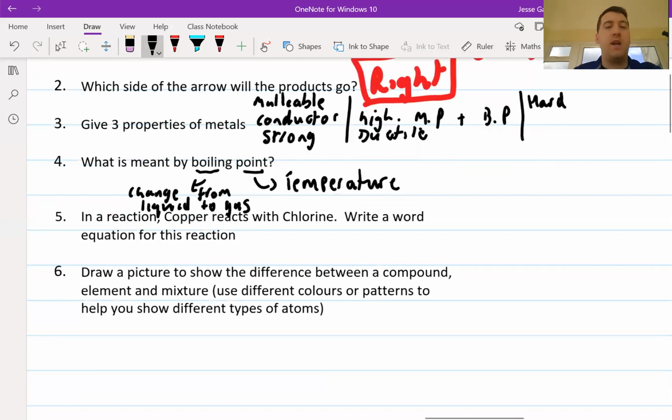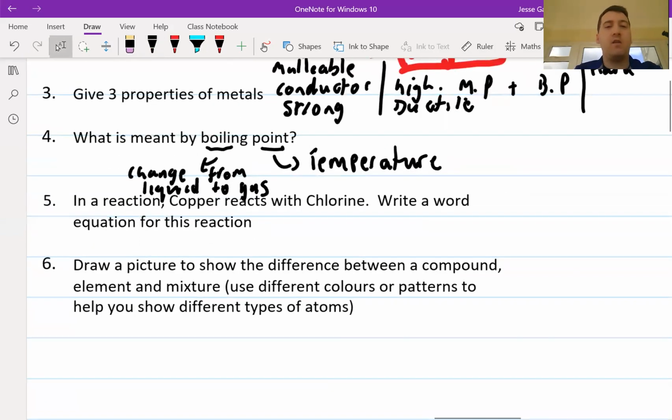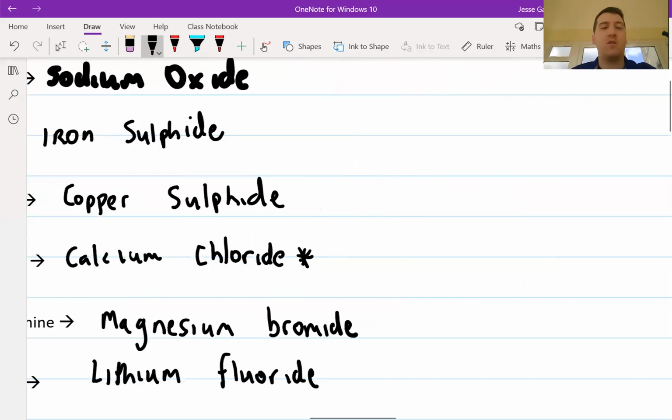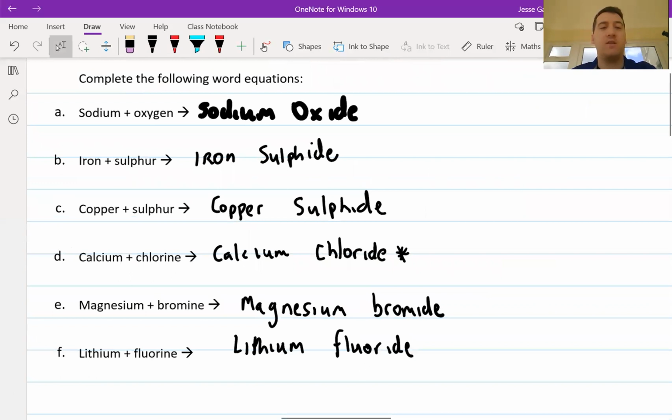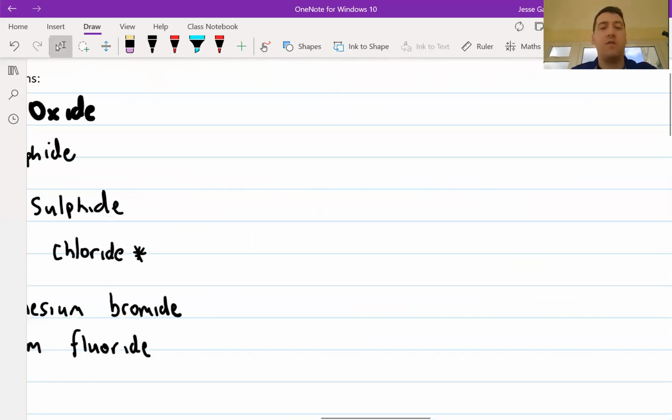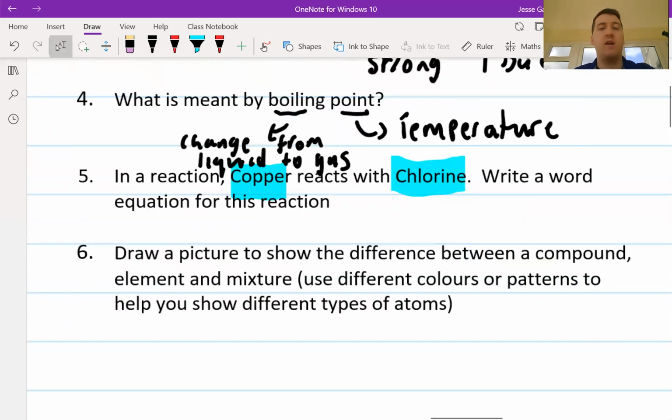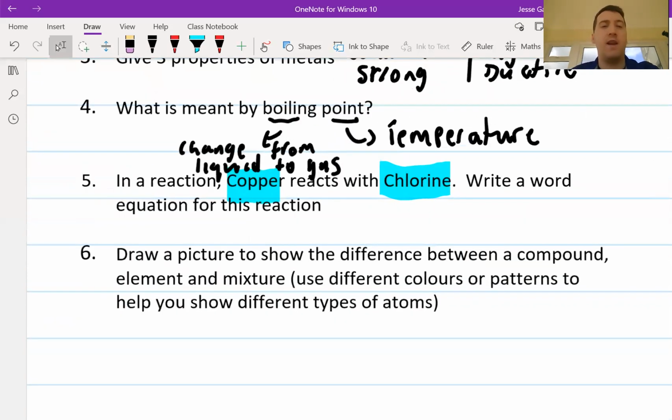Okay. In a reaction, copper reacts with chlorine. Okay, so we've got copper element, chlorine element. Write a word equation for this reaction. So this time you have to write it fully from scratch. So it's just one of these, but you have to write the full thing out this time from scratch, not just the product. So if you weren't sure on what you were supposed to do there, pause the video and have another go at it now.